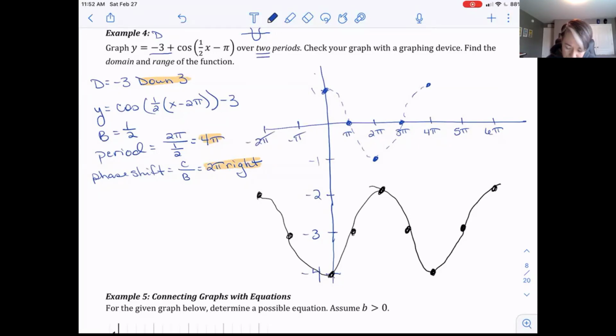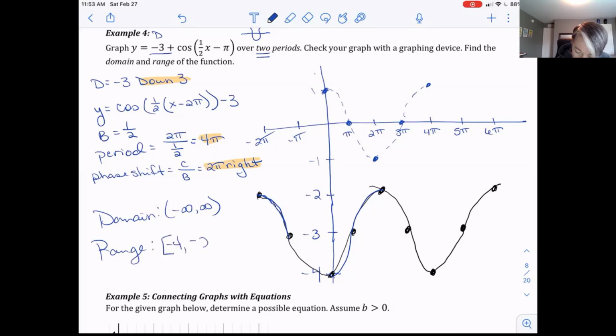I know that looks kind of messy, but notice though they're not lines. It's still curves, and I didn't curve them very well here. So the domain is still from -infinity to infinity. The sine and cosines will always be from -infinity to infinity unless it specifically tells you that you're only going from 0 to 2 pi, unless it changes the domain for you. Our range with that final graph, our lowest point is -4, and our highest point is -2.